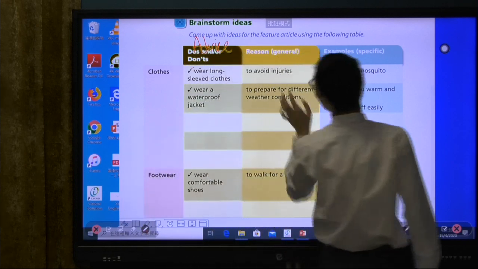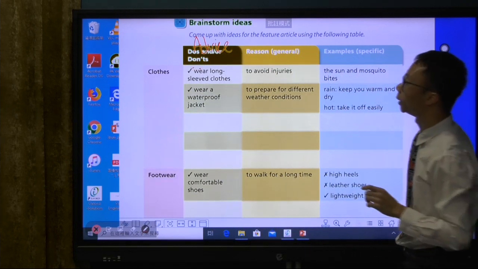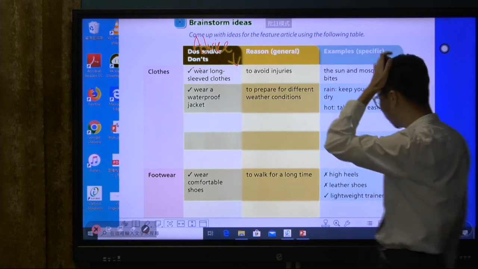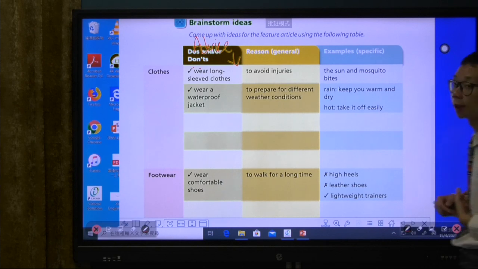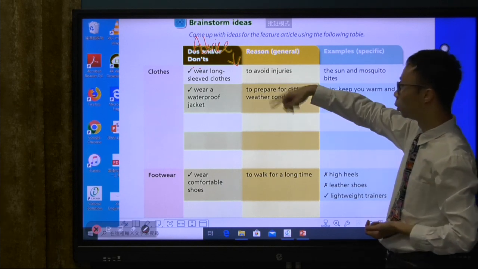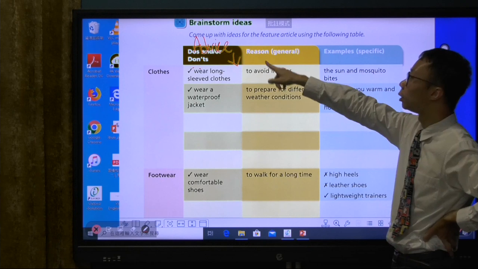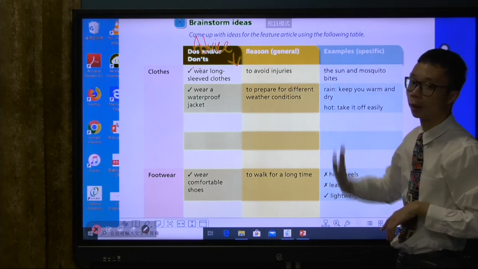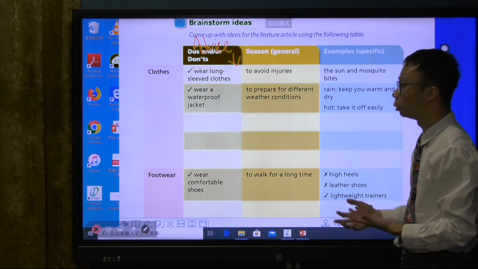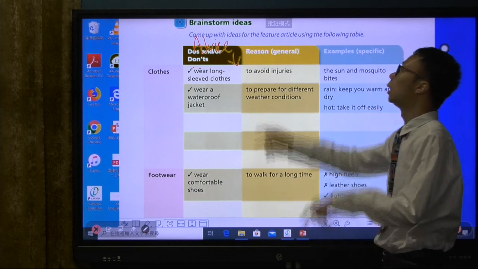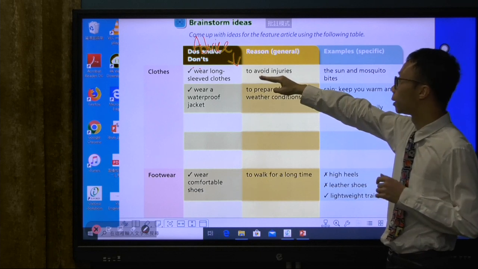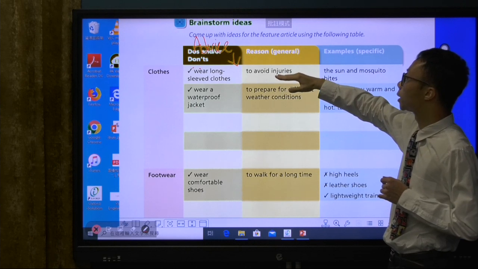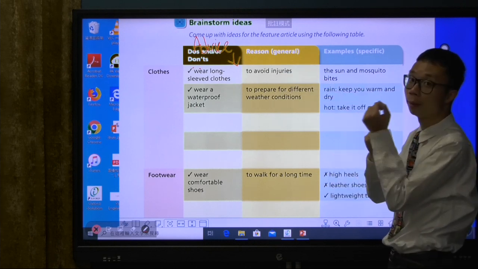All right, and then here is the reason. Remember these are the advice, what you are supposed to wear. And I always talk about the second part of the purpose part. They talk about the reason: explain why you should wear long sleeve clothes, to avoid injuries. 受傷, 穿長袖衫, 避免受傷.